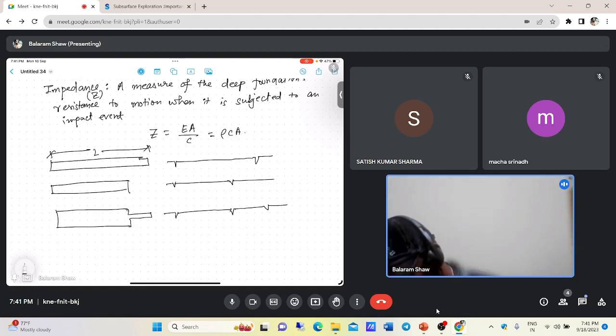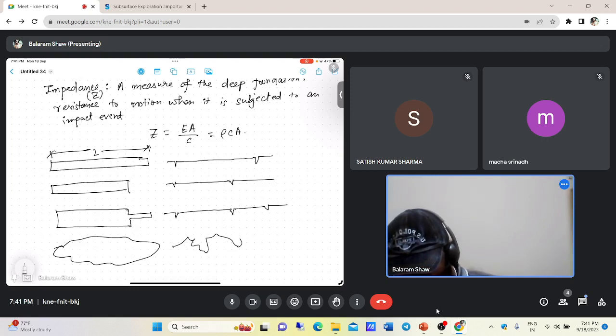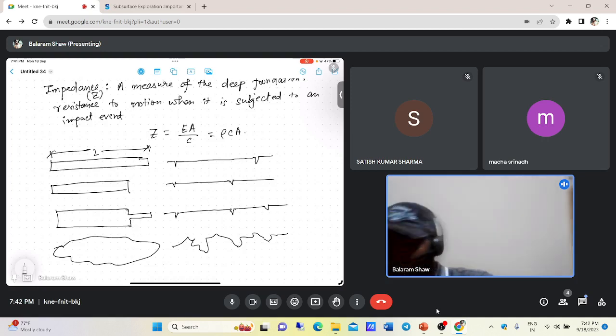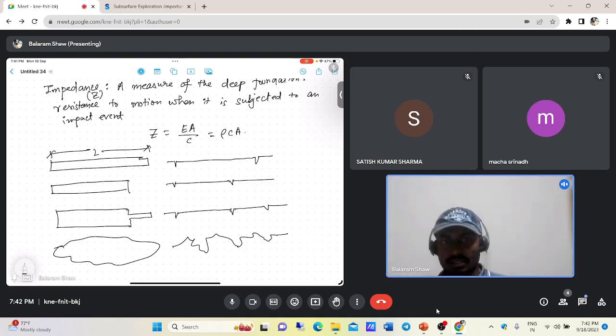And if the pile has some irregular cross section, then what will happen? There will be some kind of other waves. So this means there is some irregular cross section of the pile. Based on this we'll decide whether to accept the pile or reject the pile.